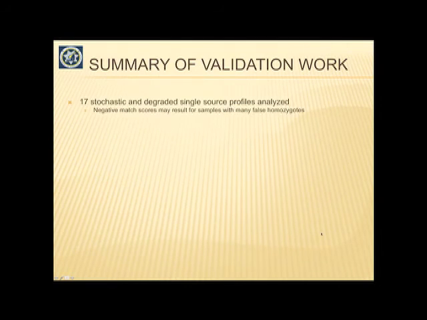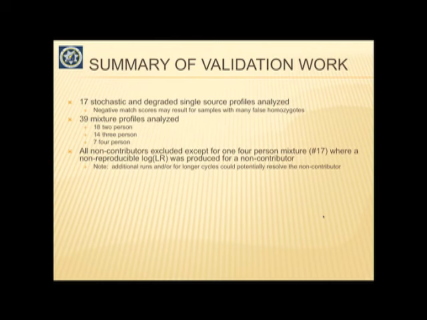Okay, so in summary, we analyzed 17 stochastic and degraded single source profiles, and negative match scores may be generated when compared back to the reference profile if that sample has many false homozygotes. We analyzed 39 mixture profiles. There were 18 2-person, 14 3-person, and 7 4-person.